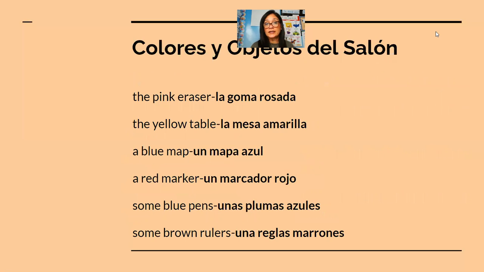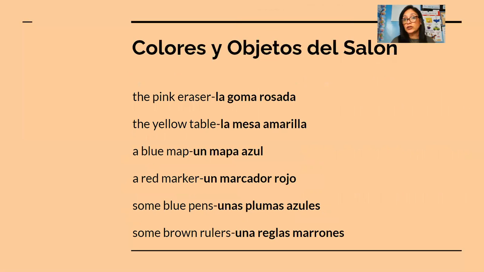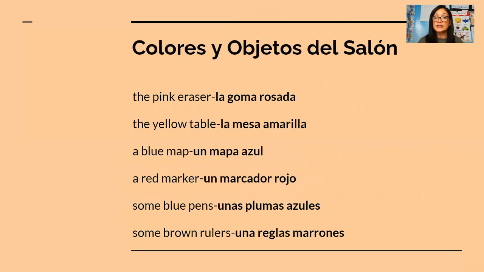Let's move on to colores y objetos del salón. We're going to look at colors and classroom objects. To say the phrase, the pink eraser, repite, la goma rosada. Remember, rosada ends in an A because goma ends in an A. The yellow table. Can you say it? Repite, la mesa amarilla. A blue map, un mapa azul. Remember, it's un because mapa is masculine. It's one of those trick ones. A red marker, un marcador rojo.